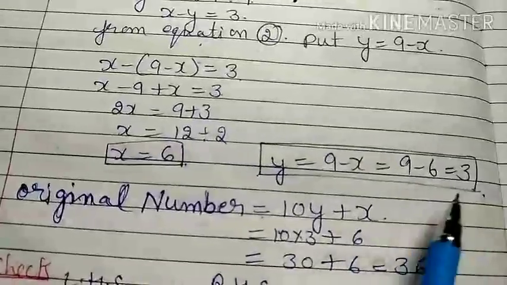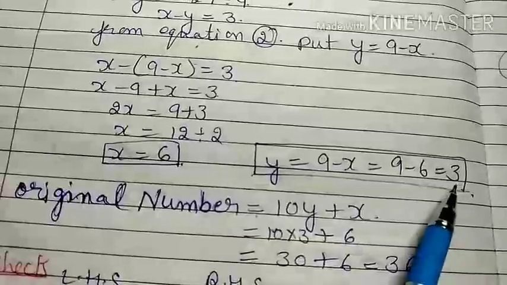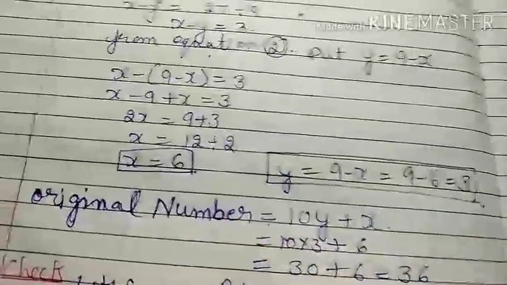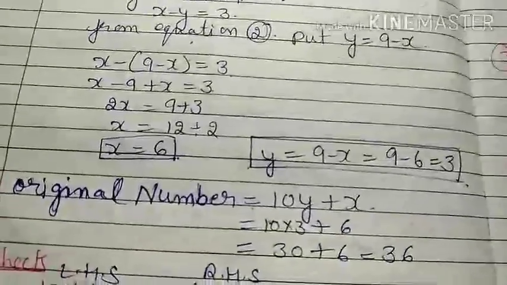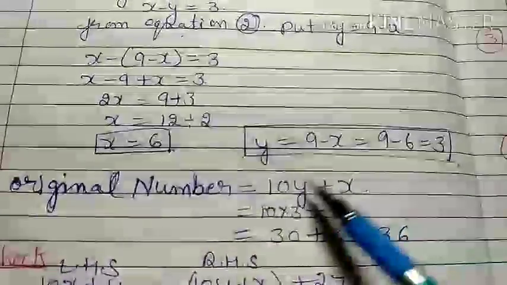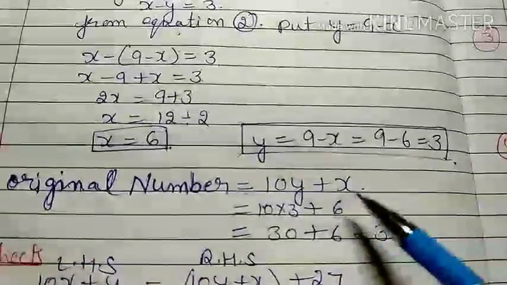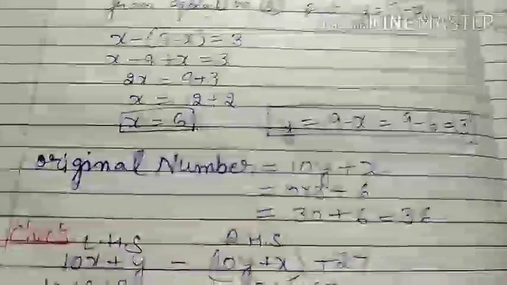I also check: when you add x plus y it gives you 9. Yes, 6 plus 3 gives me 9. That is the statement in your question. Now what is your original number? The original number was 10y plus x. We just replace the digit values: 10 into 3 plus 6, 30 plus 6 is equal to 36.